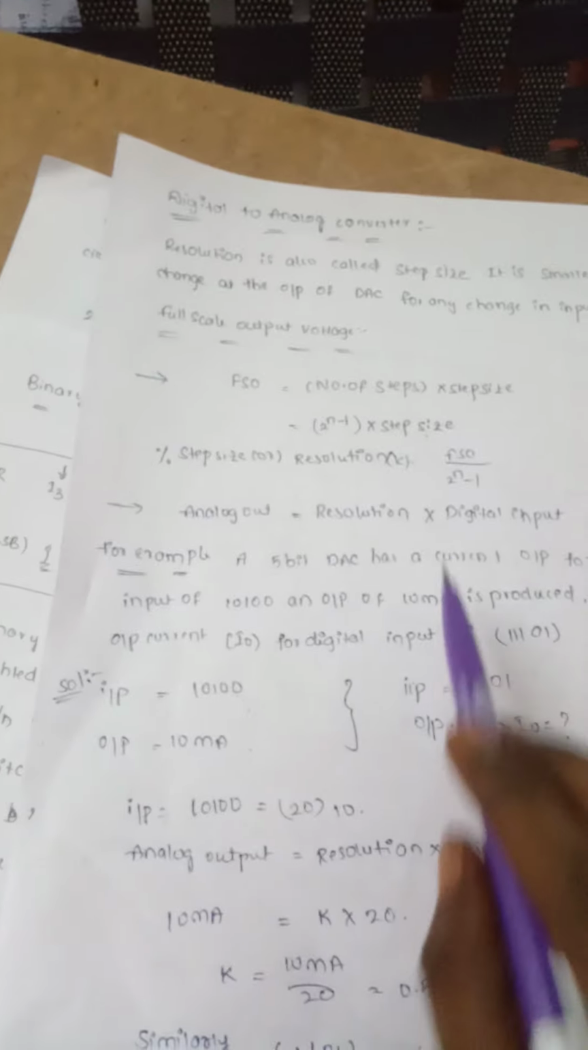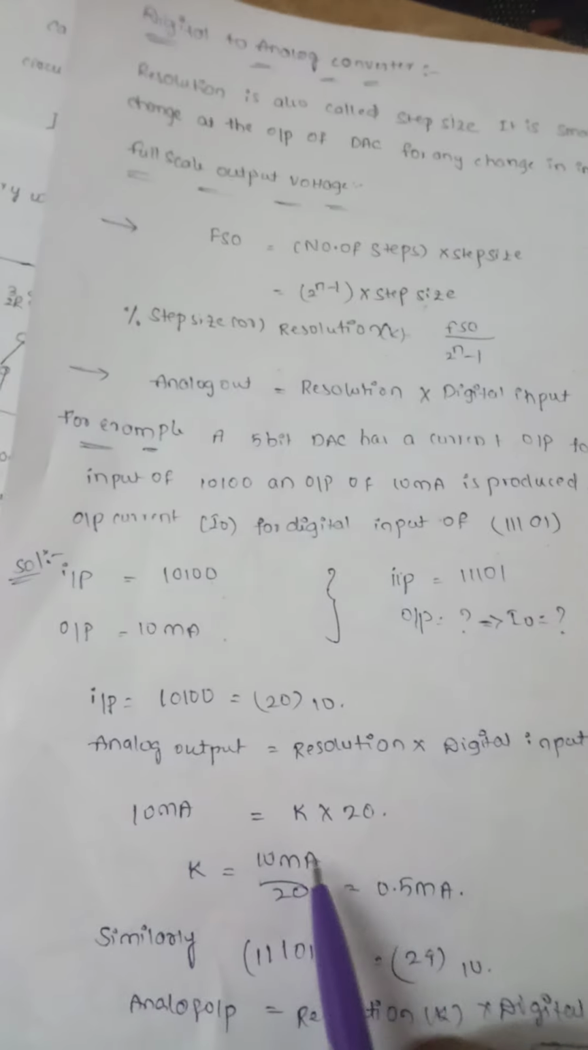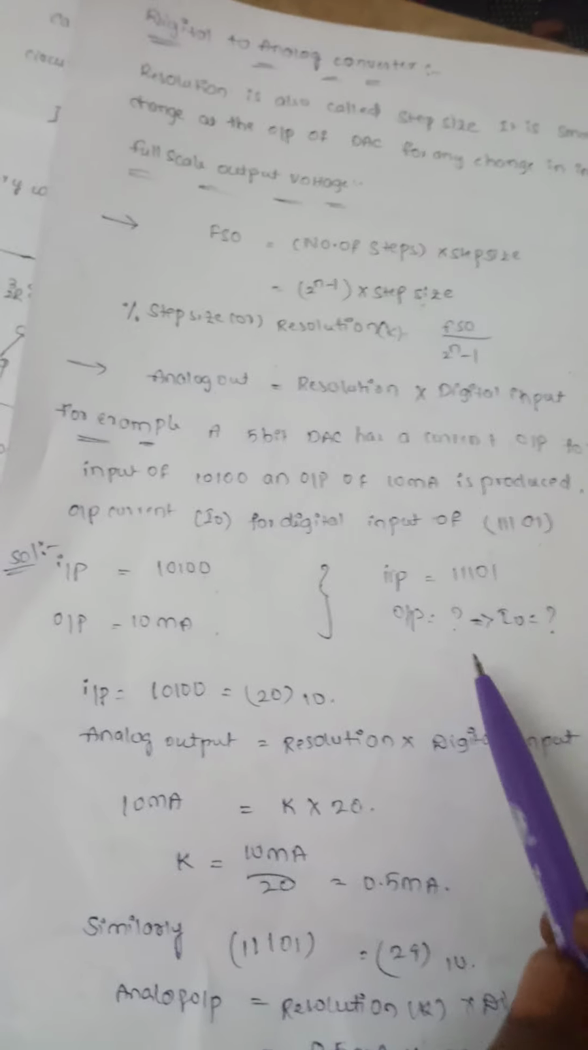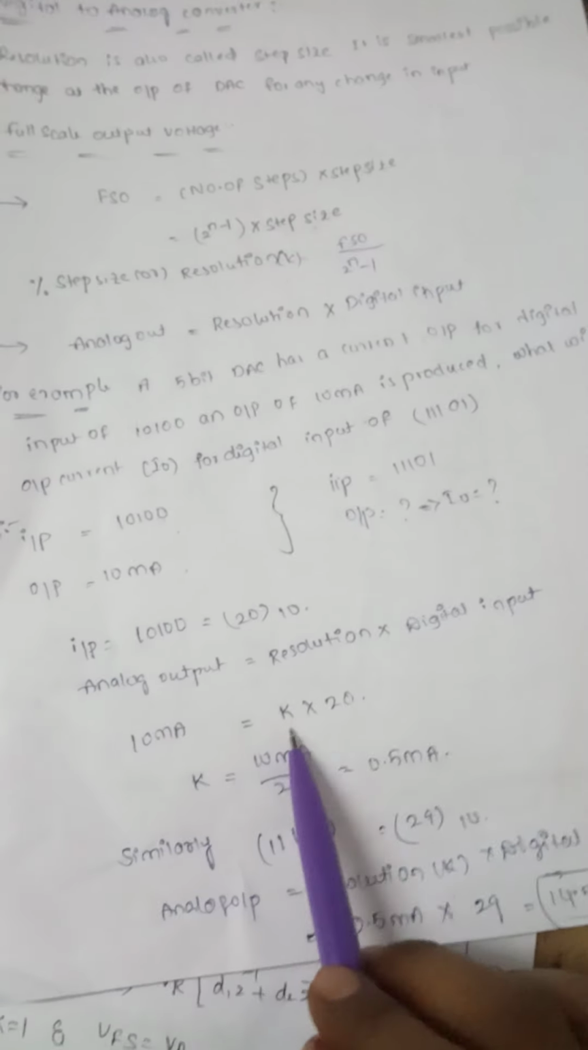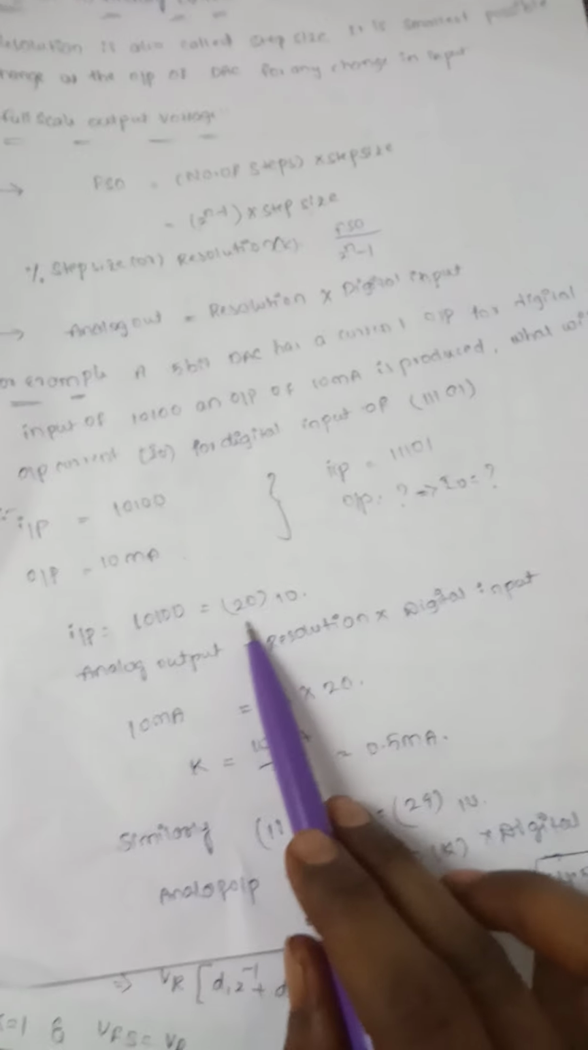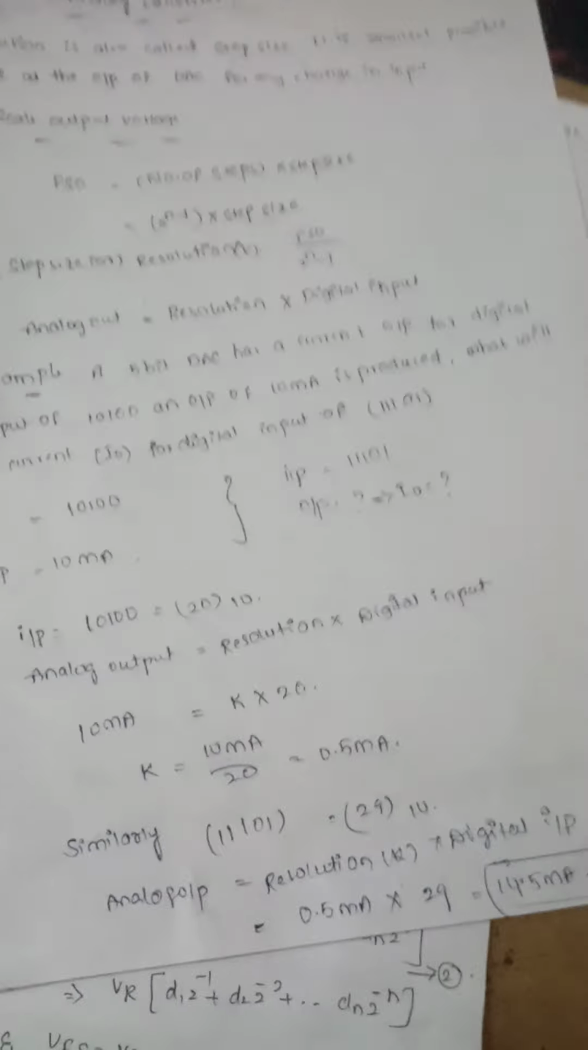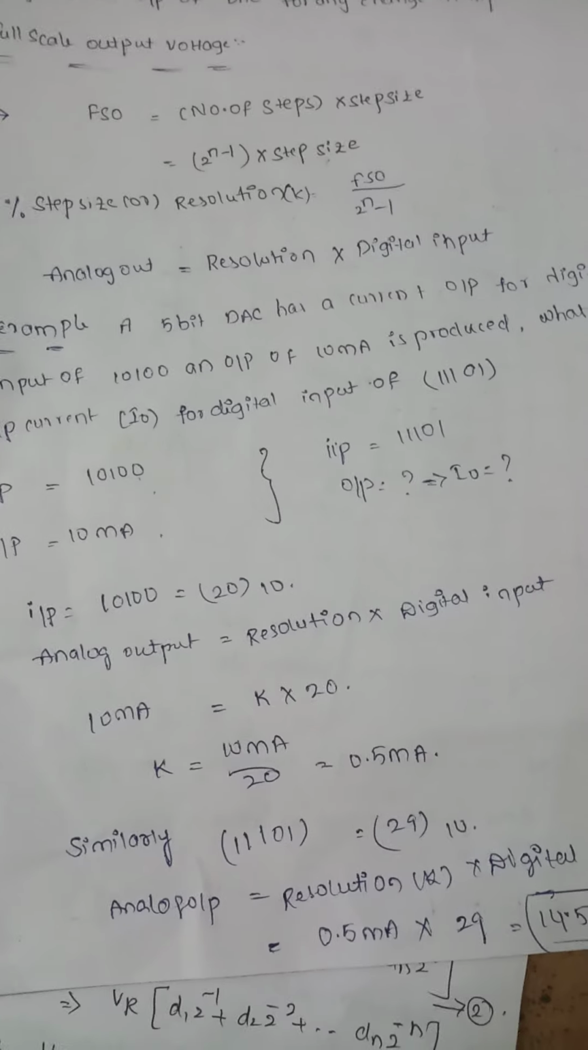So what is the formula here? Analog output is equal to resolution into digital input. First you have to know about the K or resolution. Then from that you can easily find out the output for any digital information. Similarly here, analog output 10 milliamps is equal to K into digital input, which is 20. From that, K equals 0.5 milliamps.